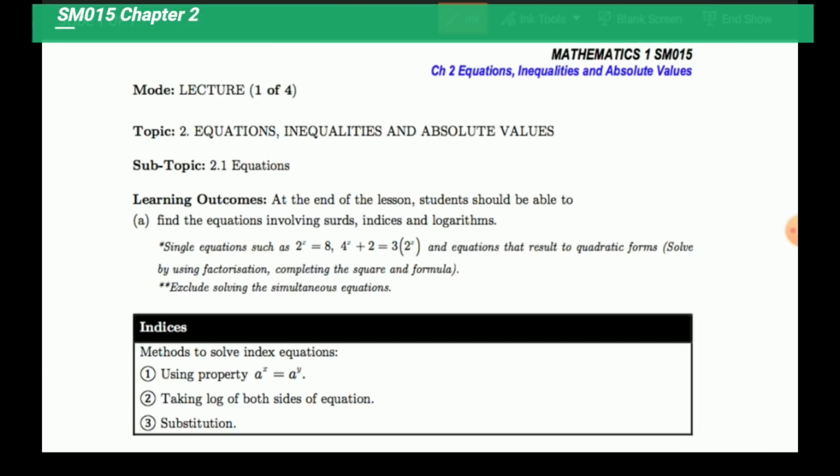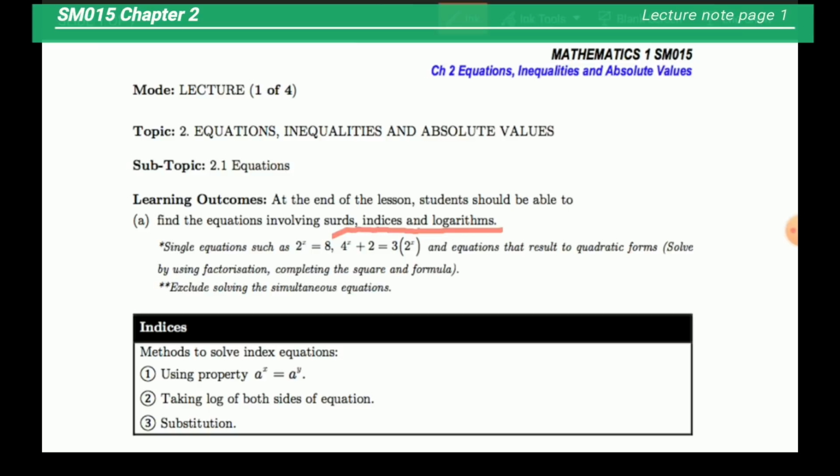Solve equations involving surds, indices, and logarithms. Firstly, let's look into indices. What are indices? Indices are a type of number that has a as the base and x as the power. The base can be a number or a variable, and x is the power.